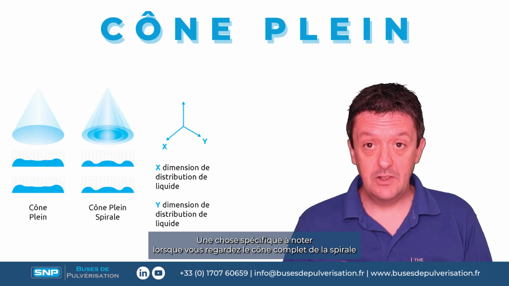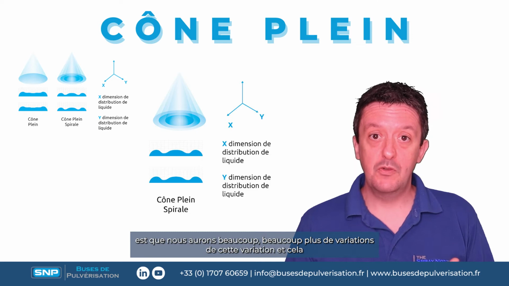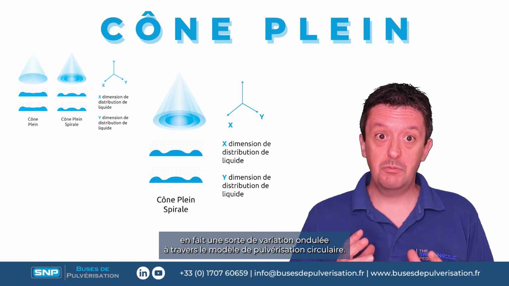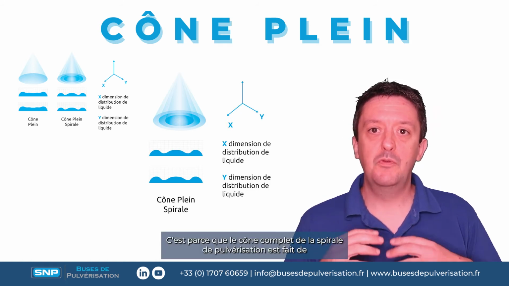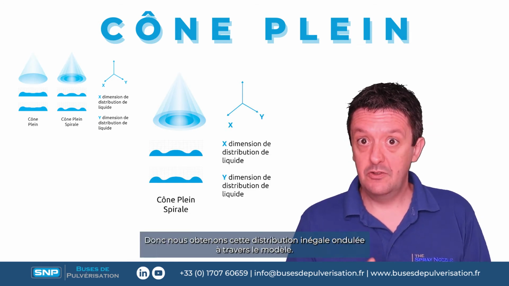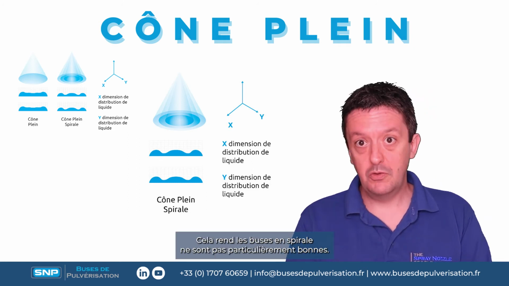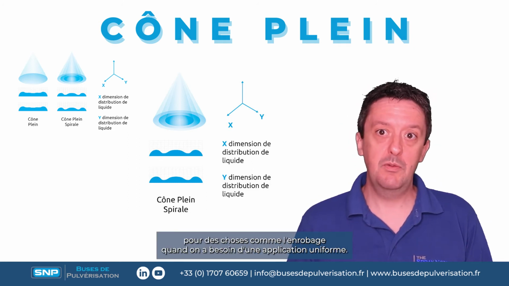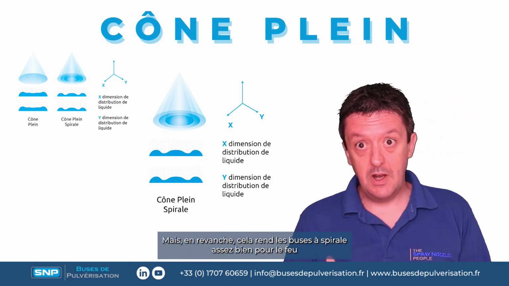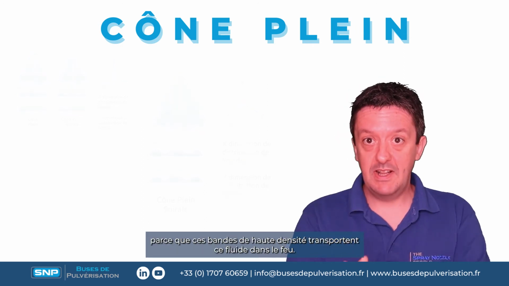One specific thing to notice when looking at spiral full cone nozzles, these will have much more of that variation, and it'll actually be a kind of rippled variation throughout the circular spray pattern. This is because the spiral full cone spray pattern is made up of concentric overlapping hollow cone patterns, so we get that kind of rippled, uneven distribution throughout the pattern. This makes spiral nozzles not particularly good for things like coating, where we need an even application. But in contrast, it makes spiral nozzles quite good for the fire suppression application I mentioned earlier, because those bands of high density carry that fluid into the fire.